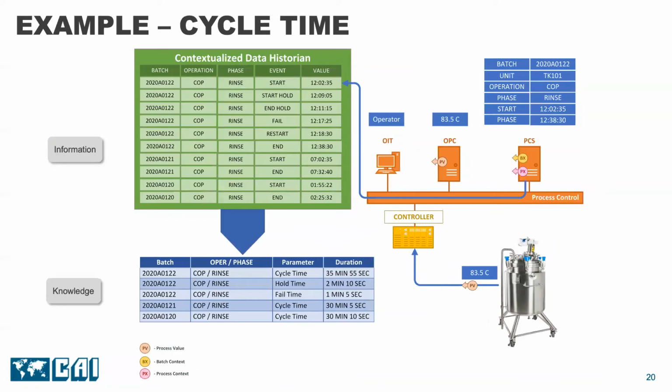This is an example of our first advanced analytic, cycle time. To calculate cycle time, we need to take into account total processing time, hold time, and fail time. Once we've calculated the cycle time, we want to store it in our contextualized historian. We can then compare cycle times for the process as a whole, or focus on particular operations and phases to identify best case cycle times.